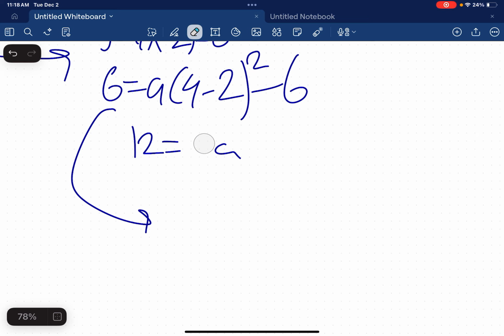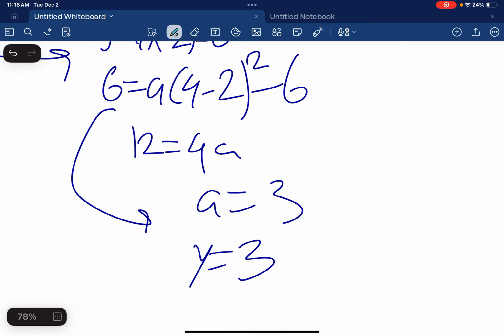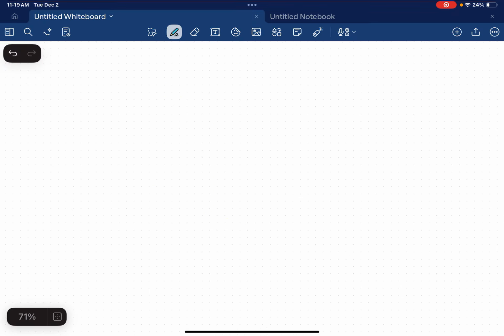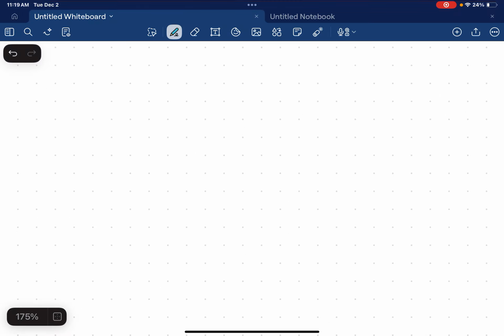Yeah, plus 6 on both sides. Negative 2 squared is 4. Okay, a is equal to 3. That leaves our final equation as 3(x minus 2) squared minus 6. Jeez. Okay, on to our next graph. I honestly thought it ended at D, so I was kind of excited.